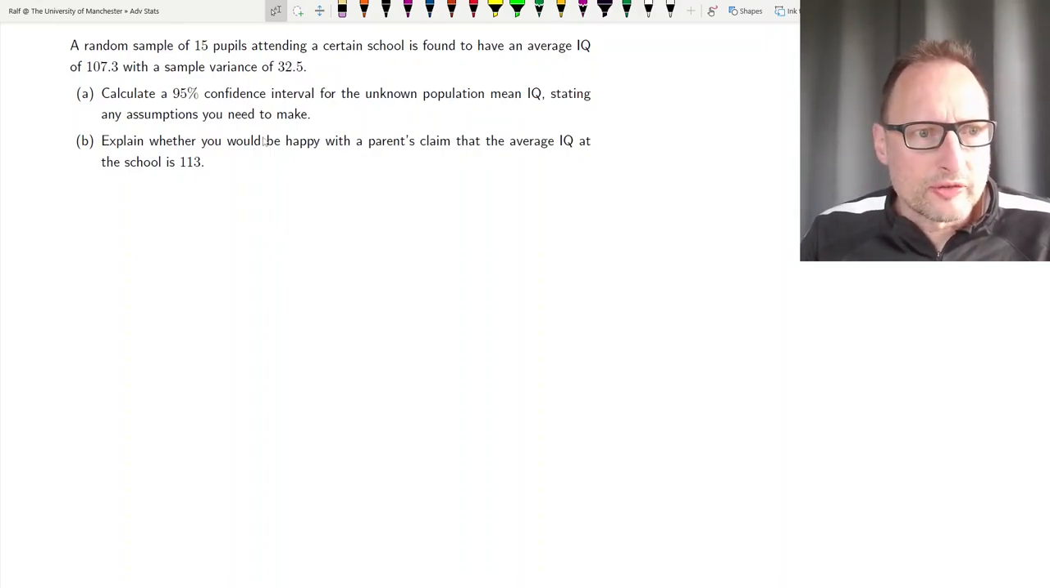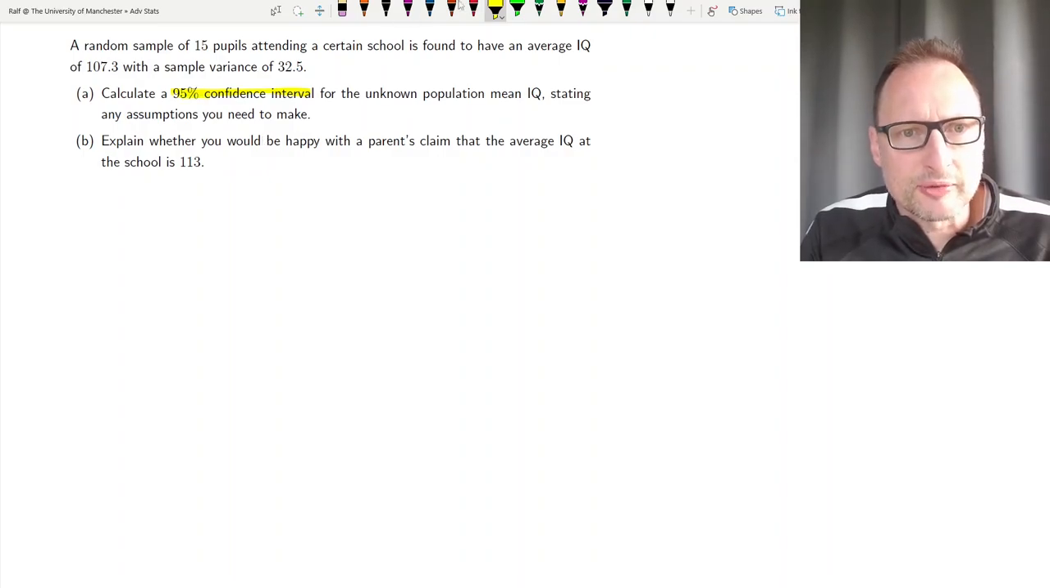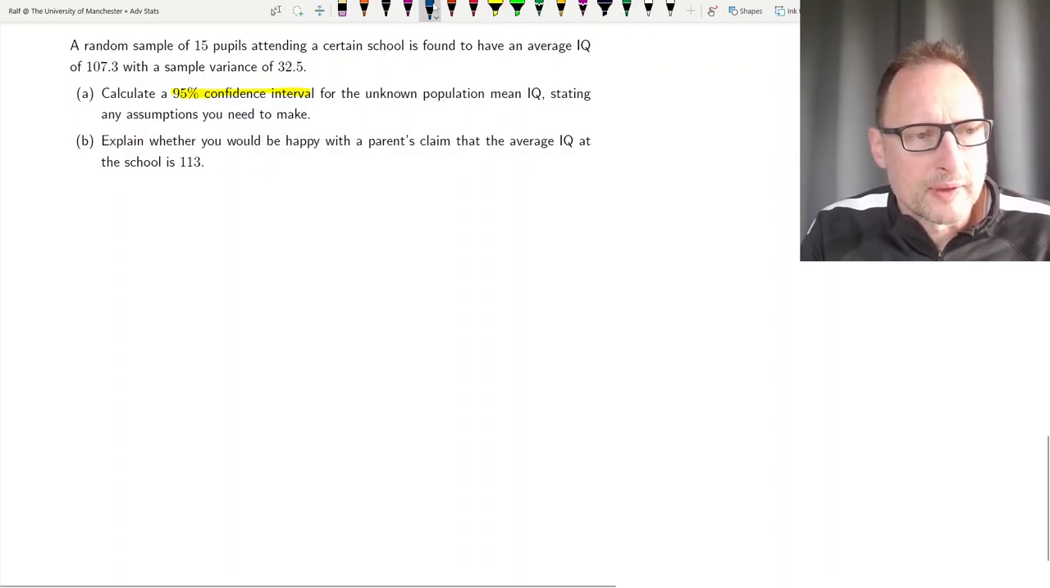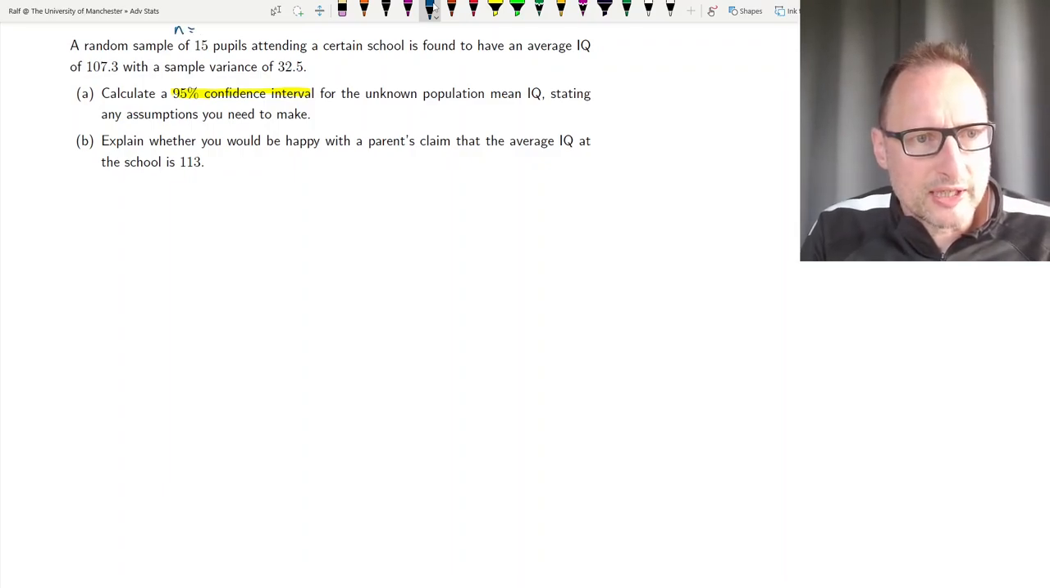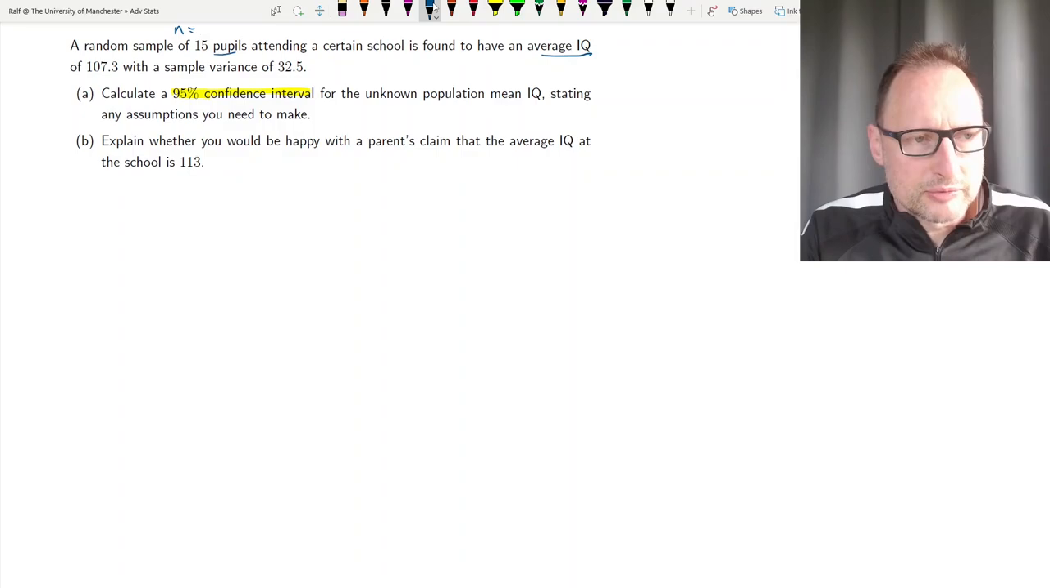This is a confidence interval question. The question in the end asks us to calculate a 95% confidence interval in part A. So what's the information we have? We're having a random sample of 15, so here is a value for n, pupils attending a certain school, and it's found that in that sample on average, there's a measure of IQ, however dubious any IQ measures are, of 107.3.